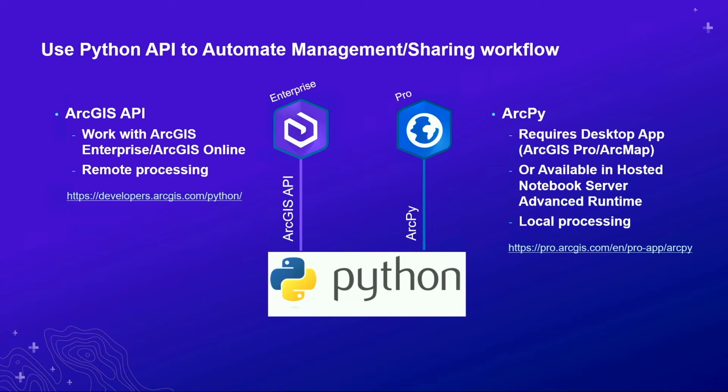When utilizing ArcGIS API for Python, you perform your processing analysis remotely. Basically, it's a thin client wrapper that sends requests to the ArcGIS server, and all the analysis and processing will be performed on the server. And through this link, you can find more details about ArcGIS API for Python.